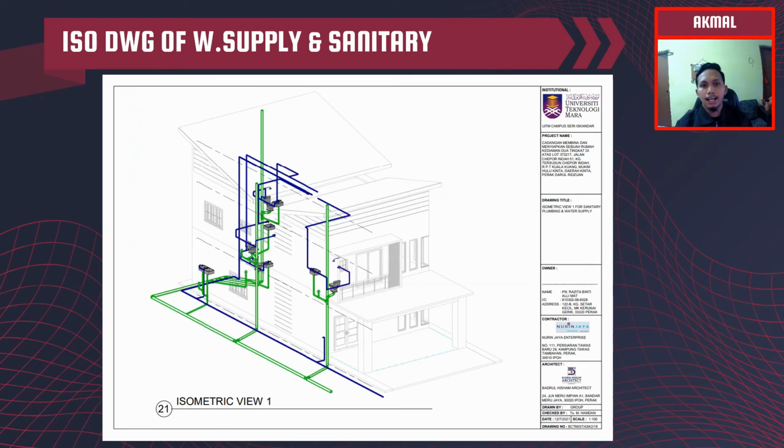And this is the isometrical view of the plumbing. As you can see, the blue color refers to the water supply and the green color refers to the sanitary and ventilation pipe.